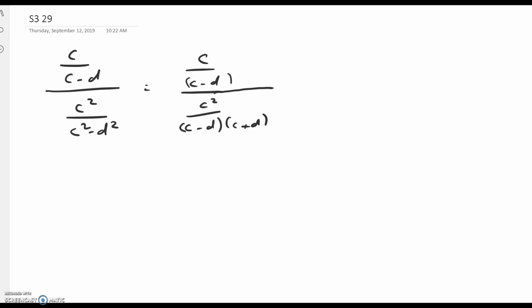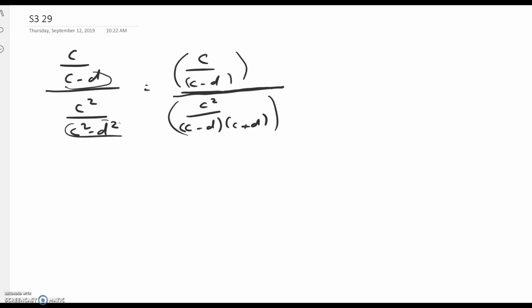So the first thing I do is I take a look at these two denominators, and I want to find the least common denominator, so I'm going to factor the denominators. C minus d, of course, is itself. C squared minus d squared is the difference of two perfect squares, so it factors into c minus d times c plus d.